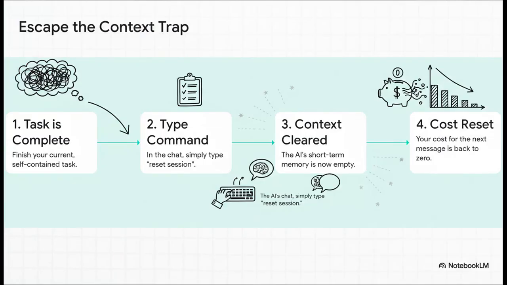First up, let's escape that context trap. You need to make this a habit. The second you finish a major task, just type reset session. It's that simple. As you can see, this just wipes the AI's short-term memory clean, and boom, your cost for the very next message drops right back down to 0. This is the single most effective thing you can do, period.